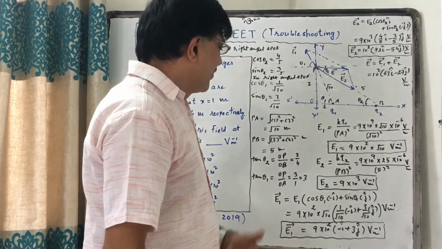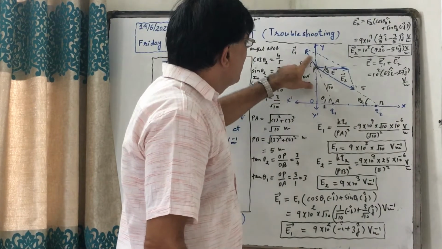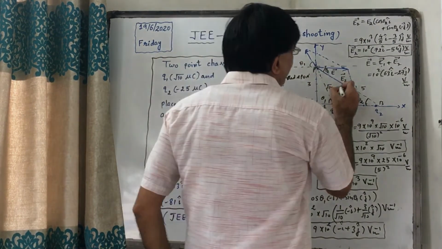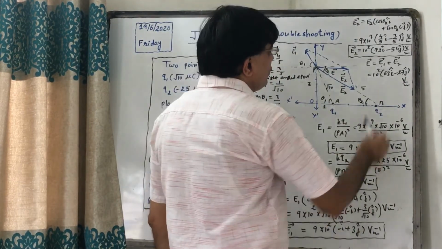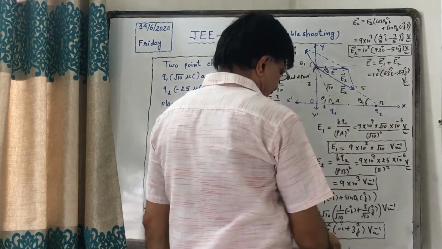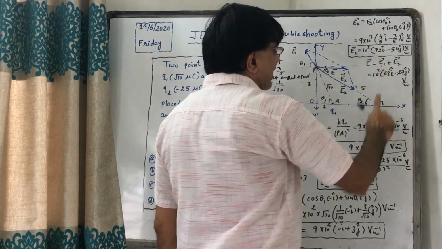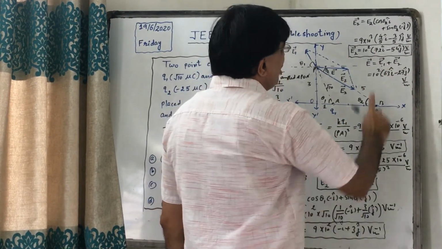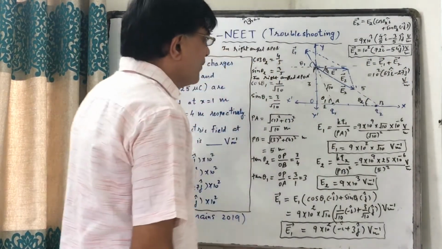Now the vector addition. This vector E will be equal to vector E1 plus vector E2 according to vector addition, and that will be, see, 10 raised to 2 I have taken common. Now see, minus 9 i cap plus 72 i cap will be 63 i cap, and 27 j cap minus 54 j cap, so it is minus 27 j cap. So the answer is A.